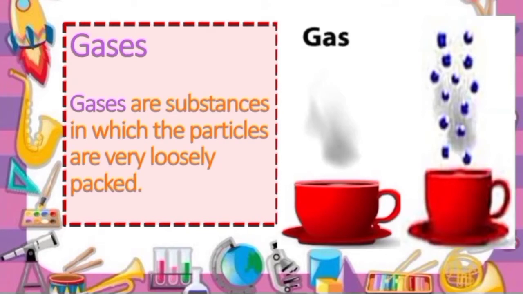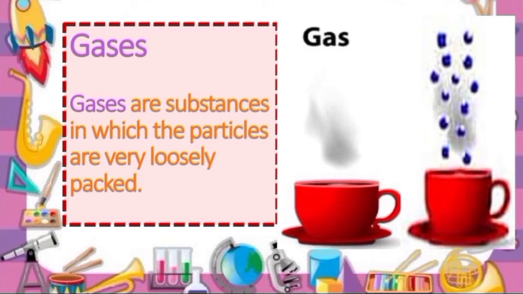Gases are substances in which the particles are very loosely packed. They too have no fixed shape. Unlike liquids, they occupy all the available space in the container. Air and cooking gas are examples of gases. Air is actually a mixture of gases such as oxygen, nitrogen, and carbon dioxide.